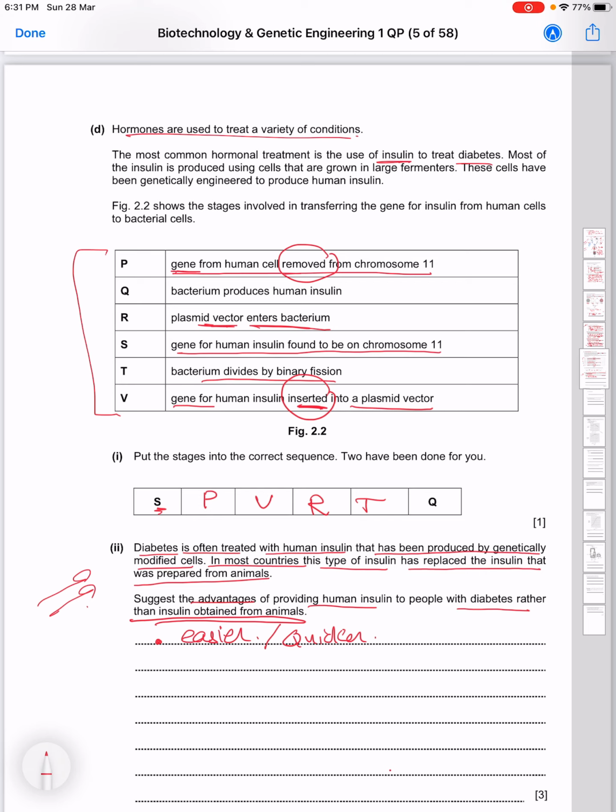Now, the second thing, besides this genetic engineering method being quicker and faster, is that most probably the human insulin would be more effective for us than the animal insulin, because we're human, right? So it should be more effective for us than the animal insulin.